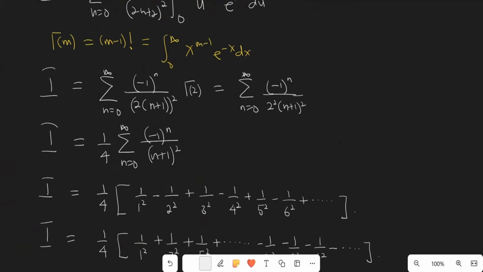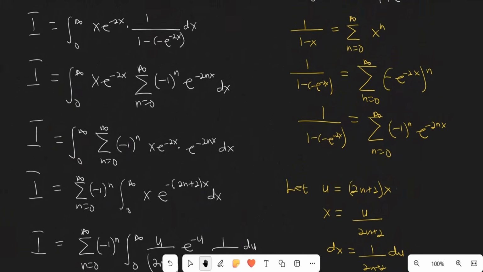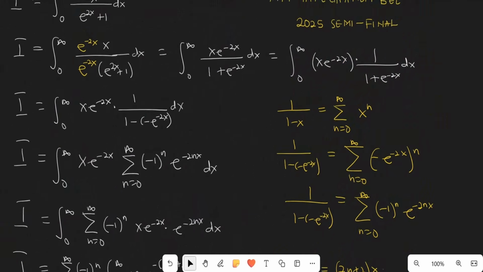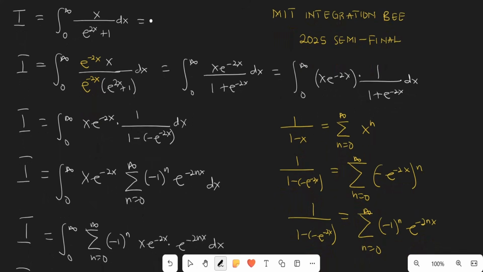So we see that this integral is very simple. So the answer to this beautiful integral is pi squared over 48. And this is the trick that I wanted to show you.